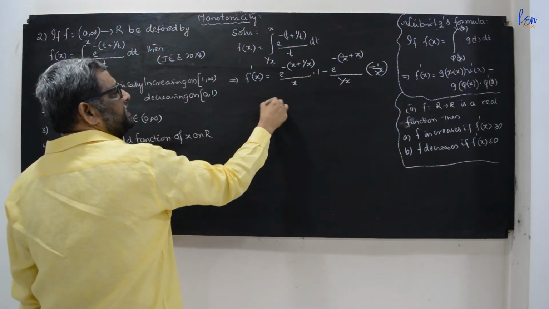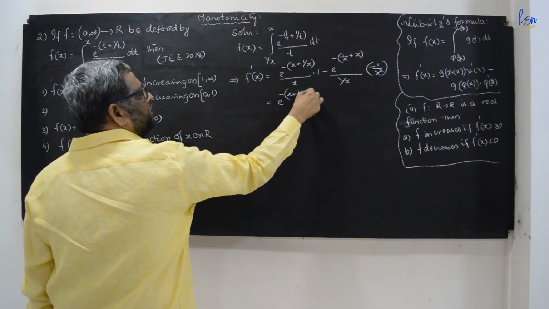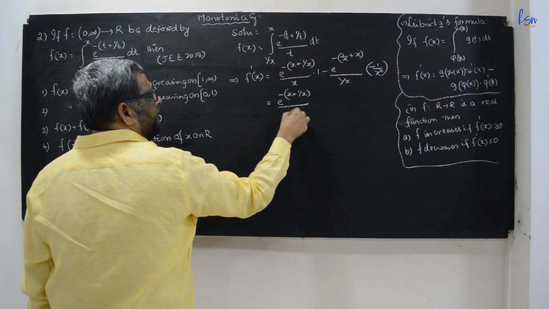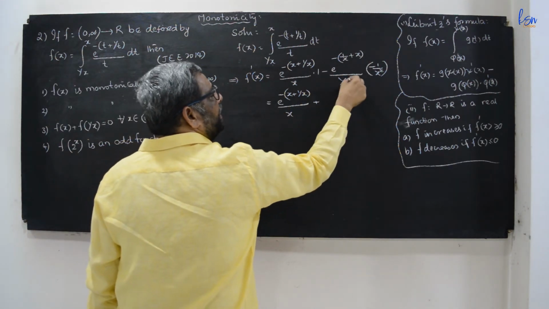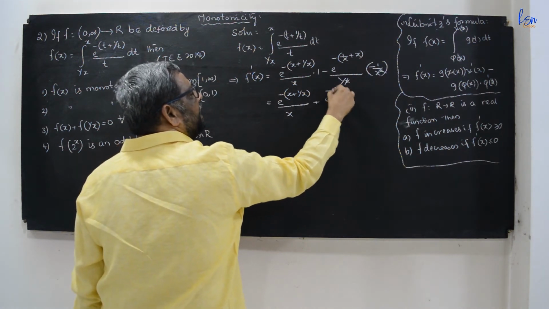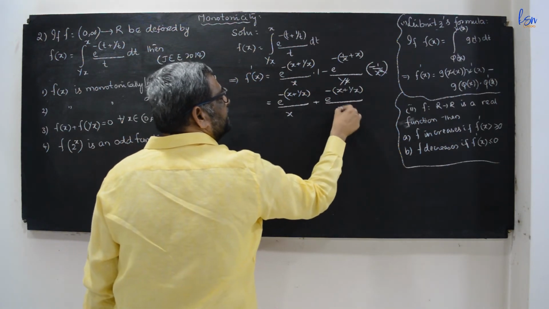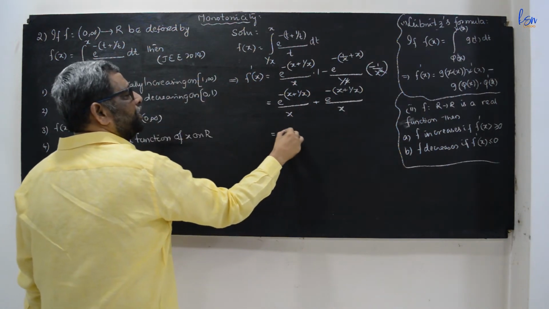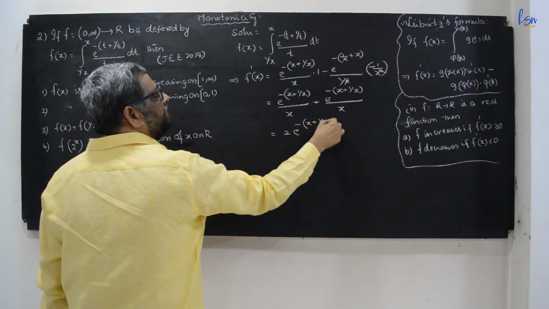Now this can be written as e to the power of minus x plus 1 by x, minus. Plus 1 by x is cancelled, and therefore this is e to the power of minus x plus 1 by x, and this is equal to 2 into e to the power of minus x plus 1 by x.